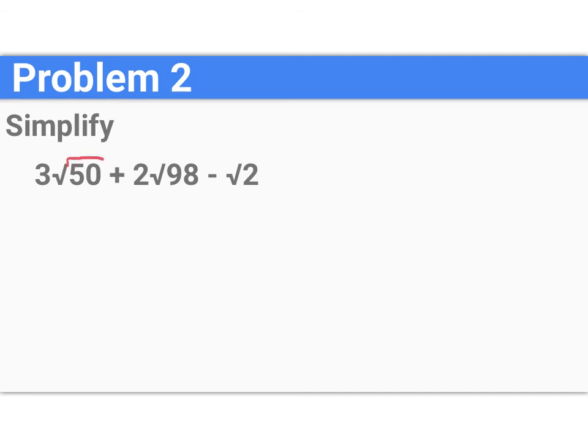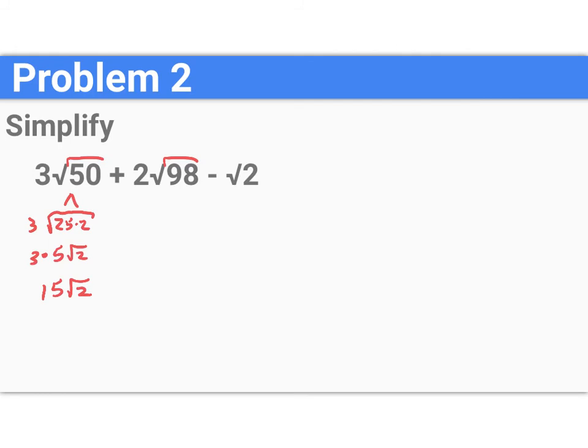Okay, let's see if we have root 50, root 98, and root 2. Let's see what we can do. 50 breaks down to 25 times 2. The square root of 25 is 5, so we're left with root 2 times 3. 3 times 5 is 15 root 2.